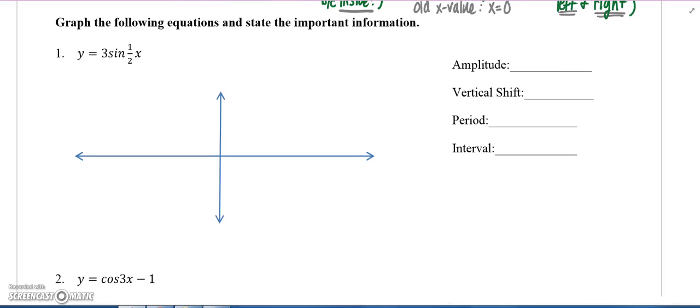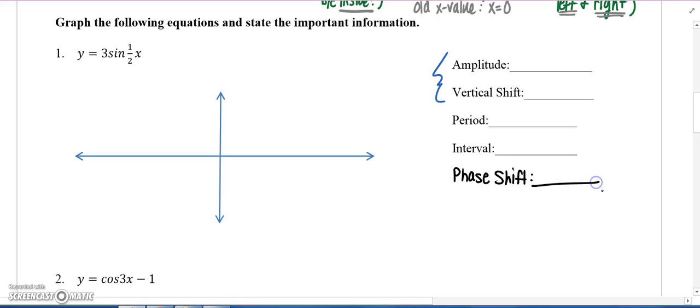Number 1, we have y equals 3 times the sine of 1/2 x. So these are the two that we've already talked about, so I might go through those a little quicker. These plus our phase shift, for some reason it's not written down, so go ahead and write it down if it's not on your sheet either. Alright, these are the new pieces, so I'm going to spend a little more time on them.